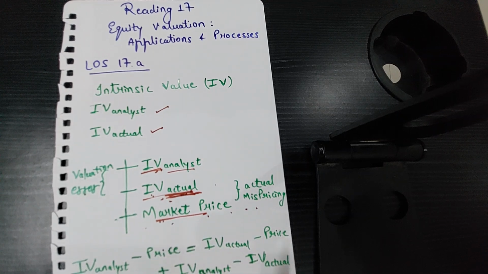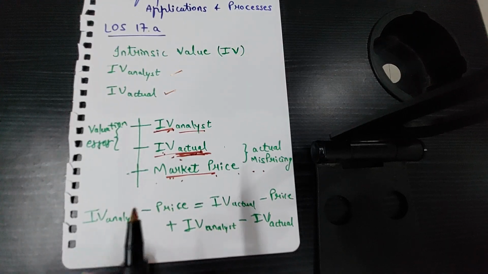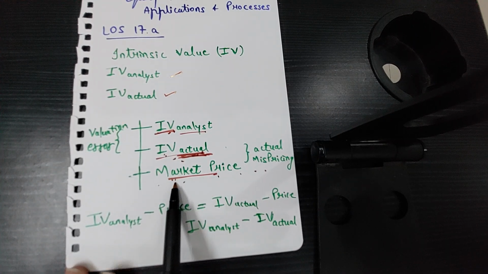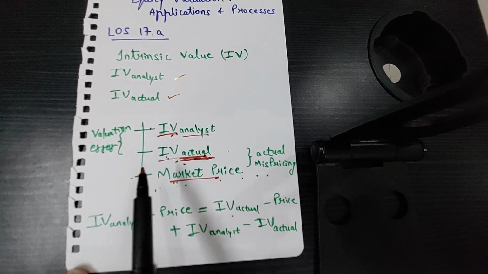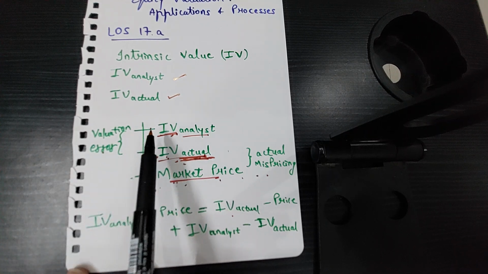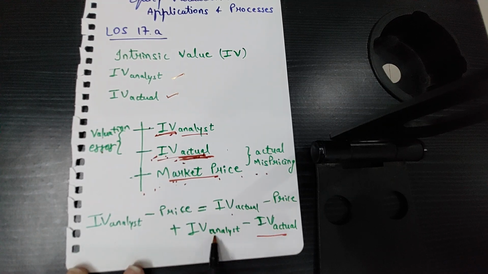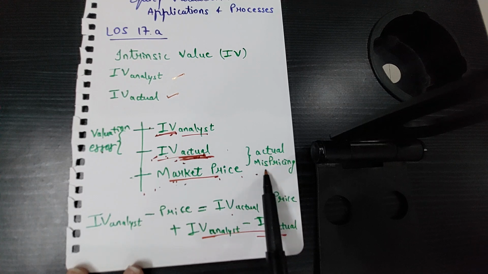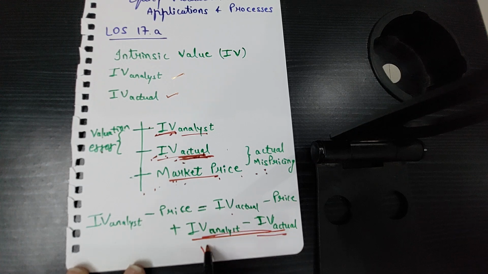Now, how do you calculate this valuation error? IV analyst minus IV actual. Now, intrinsic value by analyst minus the market price: the difference between the intrinsic value of the analyst and the market price is the difference between the actual intrinsic value and the market price, plus the difference between the intrinsic value by analyst minus the intrinsic value actual. So basically it is actual mispricing plus valuation error. This is valuation error.